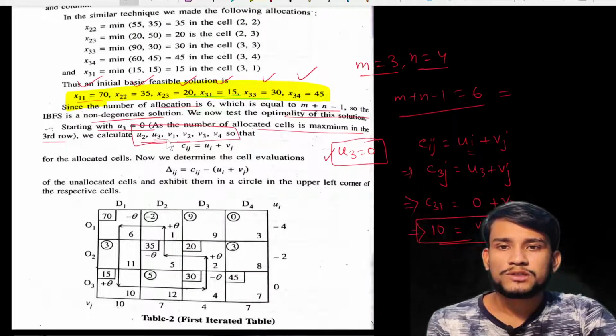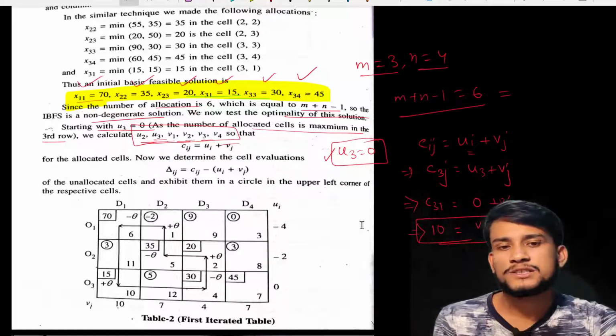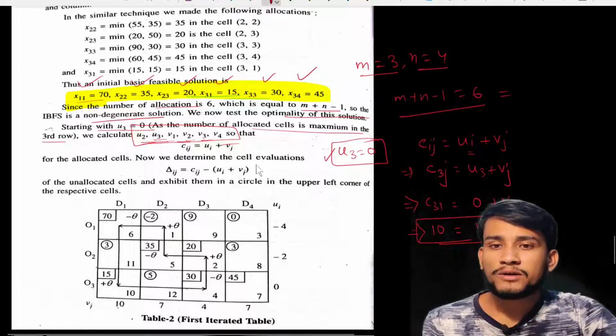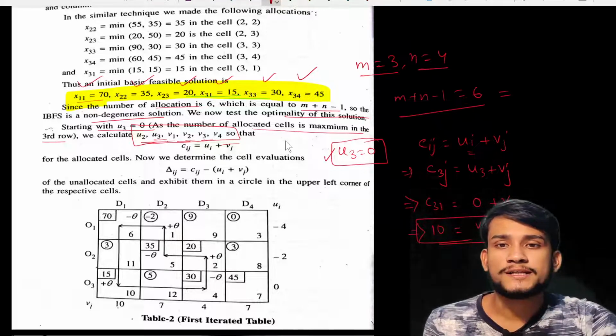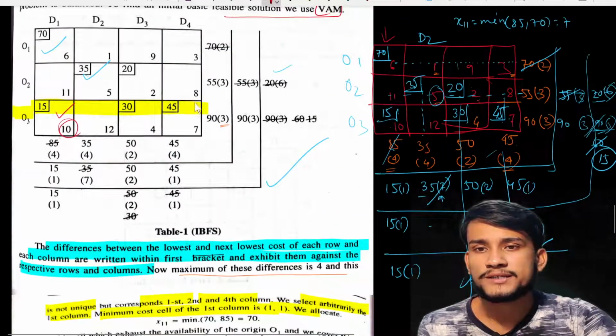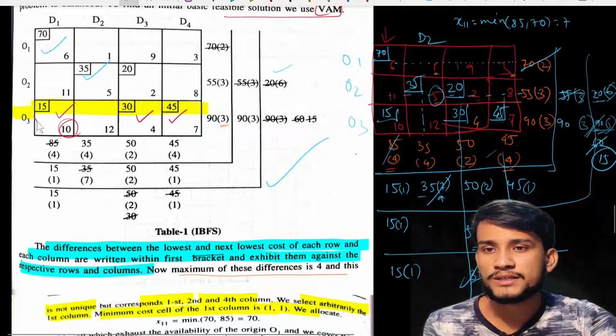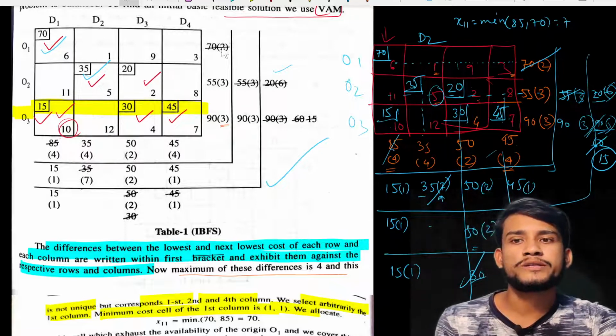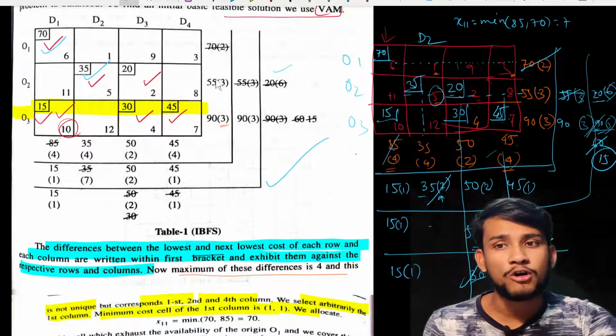Okay, so applying this method we find all the values for these occupied cells: u3, u2, v1, v2, v3, v4. This is the method we can use. Now we find the allocations in the unoccupied cells. These are the occupied cells: this is an occupied cell, this is an occupied cell, this, this, this, and this is an occupied cell. The remaining other cells are the unoccupied cells.